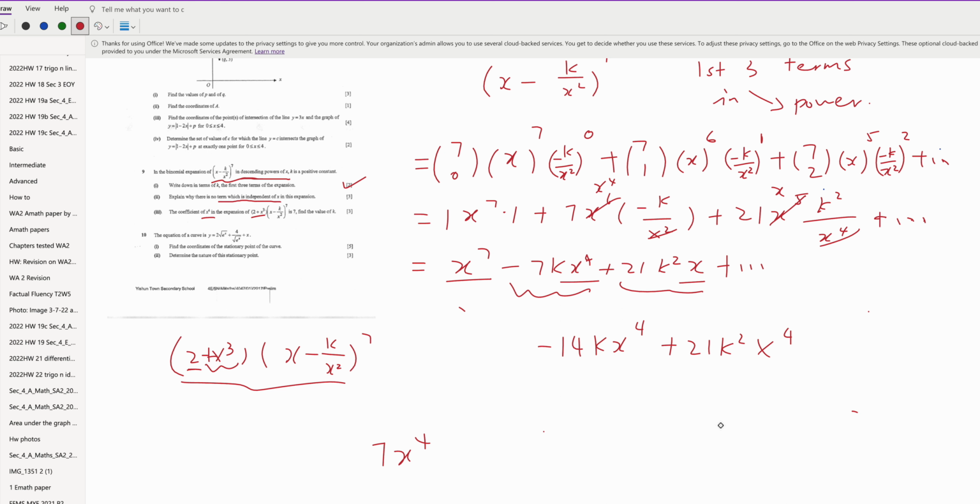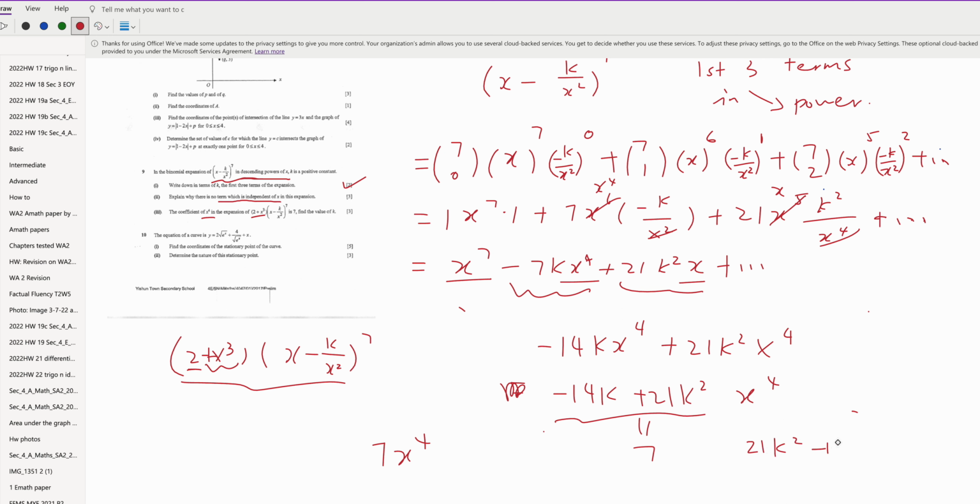Can you see? So that means when it comes to binomial expansion, you need to learn to be selective. They want the x to the power 0 term, you pick it out. They want the x to the power 4 term after the expansion, you also pick it out. So after this, you will get minus 14k plus 21k squared. So this one is the coefficient of x to the power 4. So you just equate this to 7. Then you will end up with a quadratic equation. Then you solve the quadratic equation.